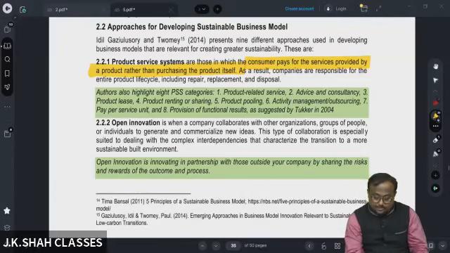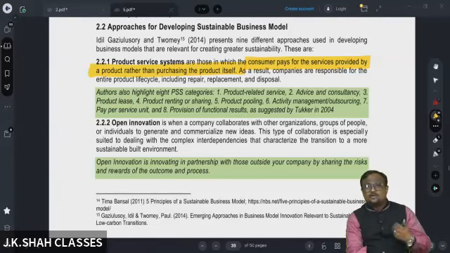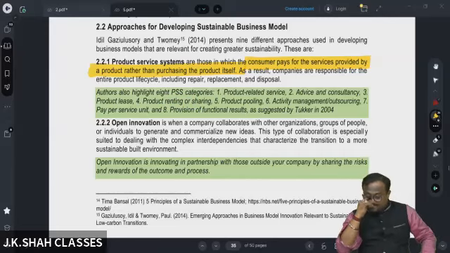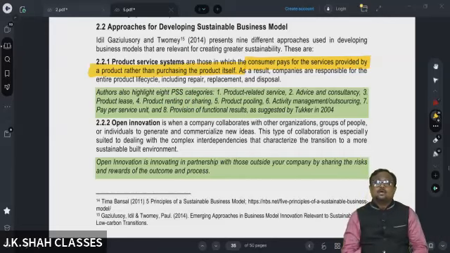Then you have product lease, someone else's product, you are using it. So you need not bear the cost of the product. Renting and sharing, it's like lease only. Product pooling, like Ola Share, Uber Share came. At a lesser price, the ride was available.